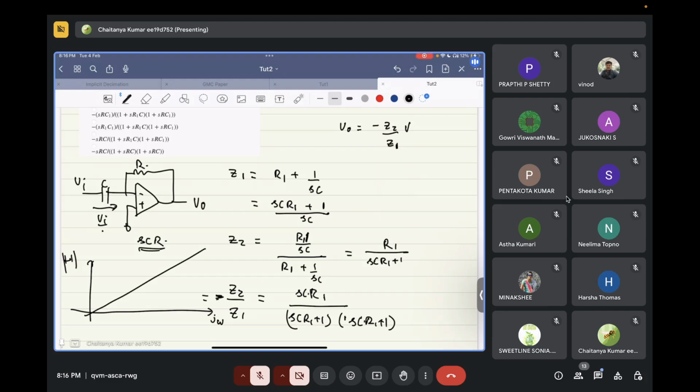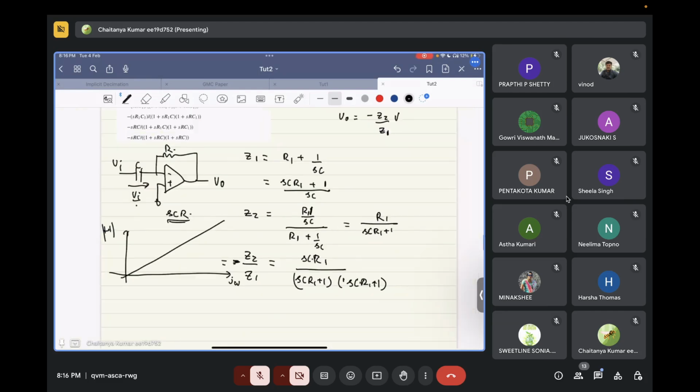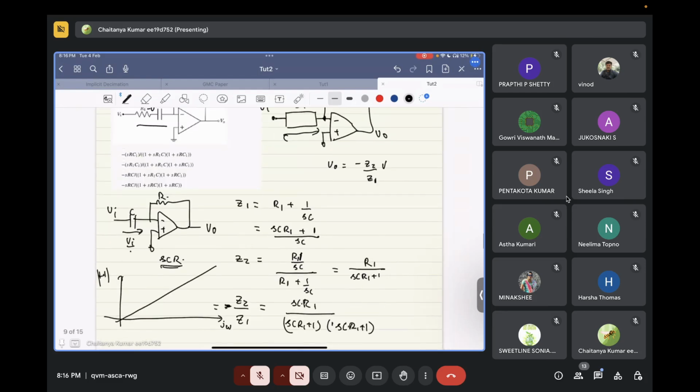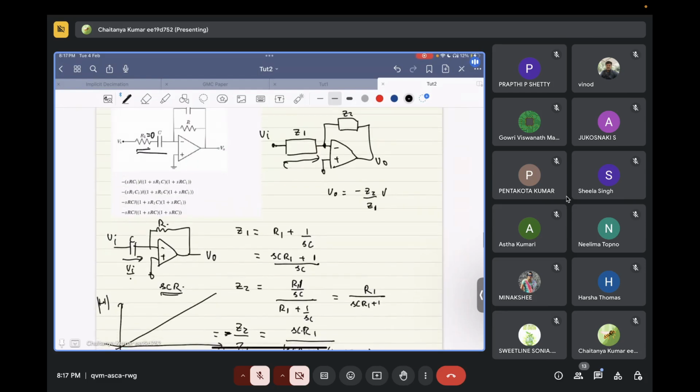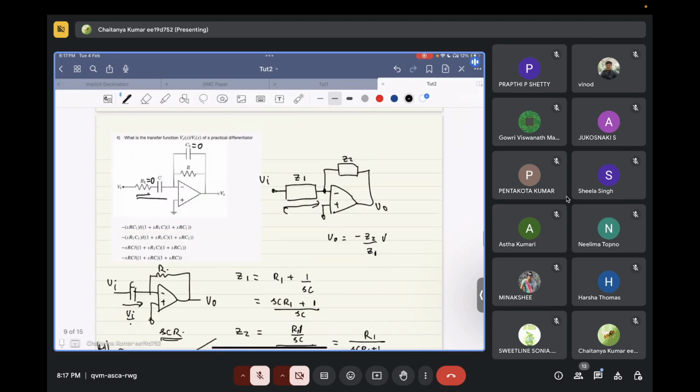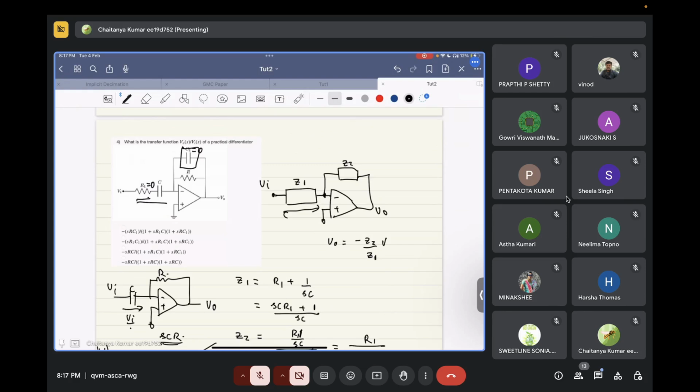It will block the zero frequencies, DC frequencies, and it will pass the high frequencies. Correct? So if the series resistance with this capacitance was not there, and the parallel capacitance with this resistance was not there, it would have been an ideal differentiator. But since these C1 and R1 are there, these are parasitics.